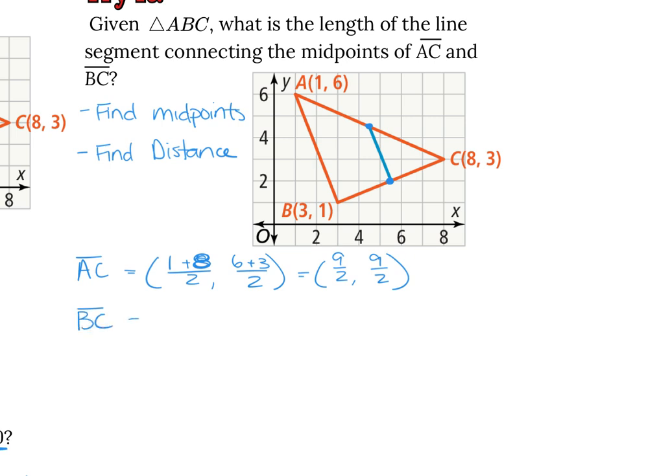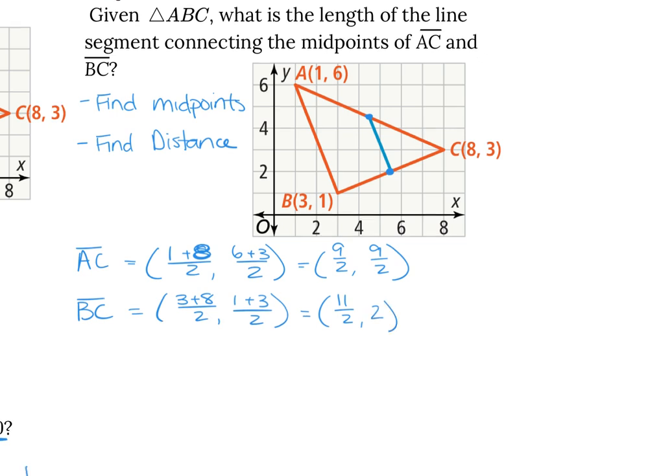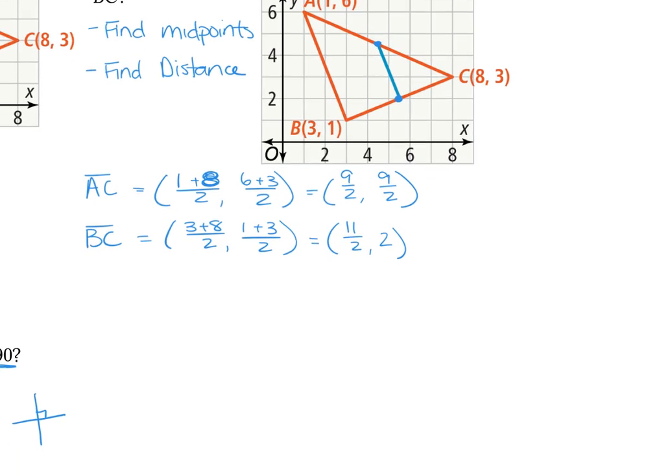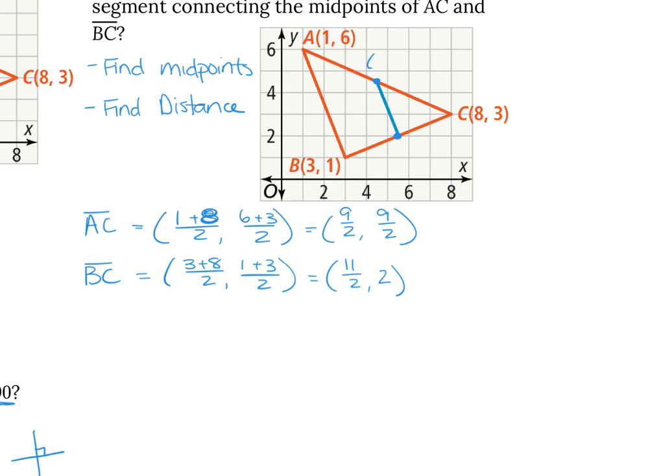BC, we're going to find our midpoint. So I'll end up with 11 halves and 2. So I have my midpoints. Now I want to find the distance between those two. So I figured out these midpoints. This midpoint was 9 halves and 9 halves. And this point is 11 over 2 and 2.